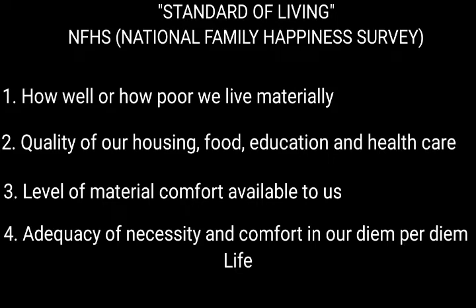Point number 2, quality of our housing, food, education and healthcare. These 4 things determine standard of living is strong or poor, at the apogee or perigee, on the nova or on nadir. So, what kind of food, what kind of housing, what kind of education and healthcare that we have been able to consume, that will decide our standard of living individually or collectively.